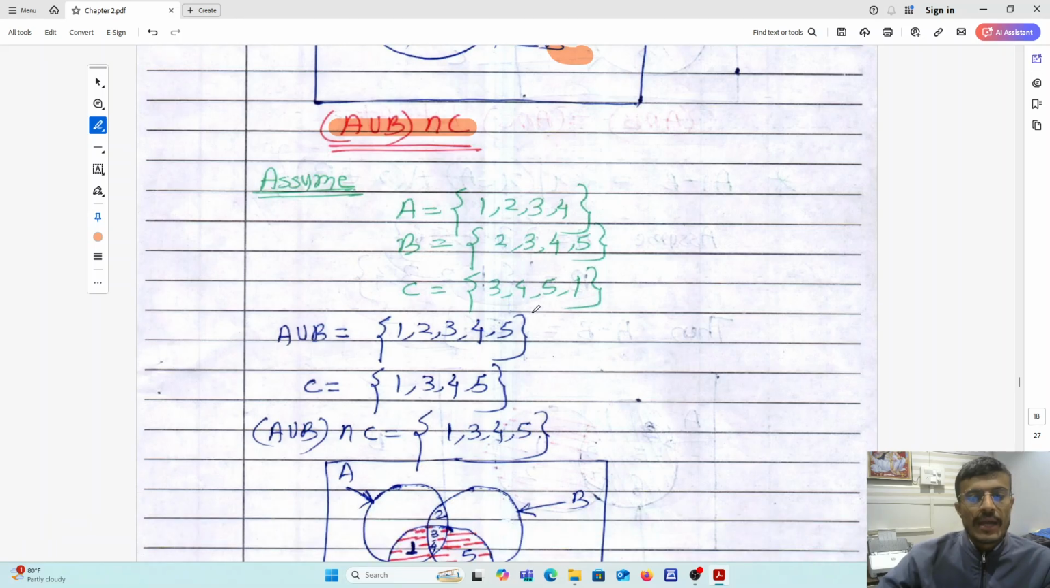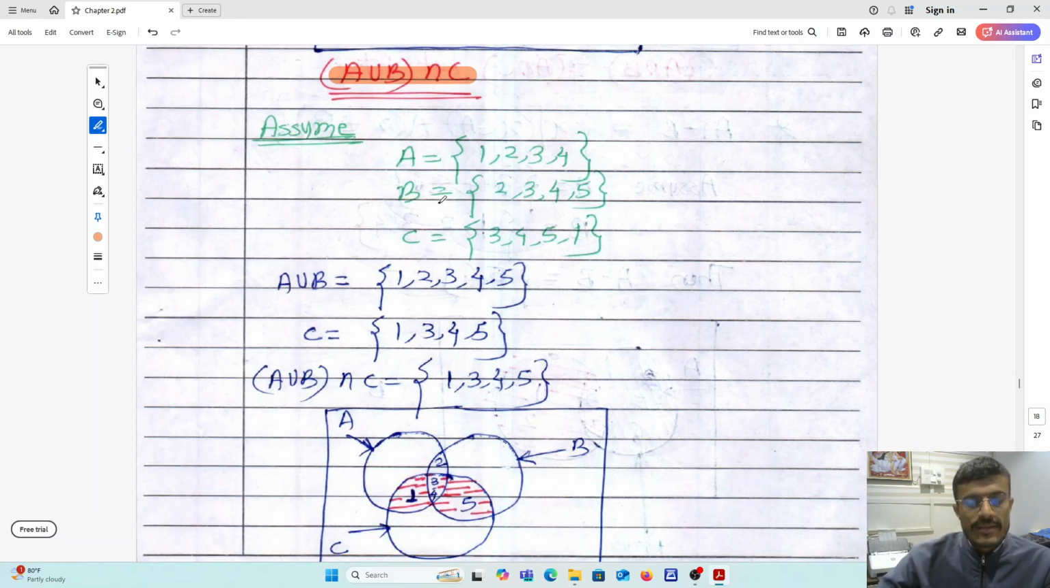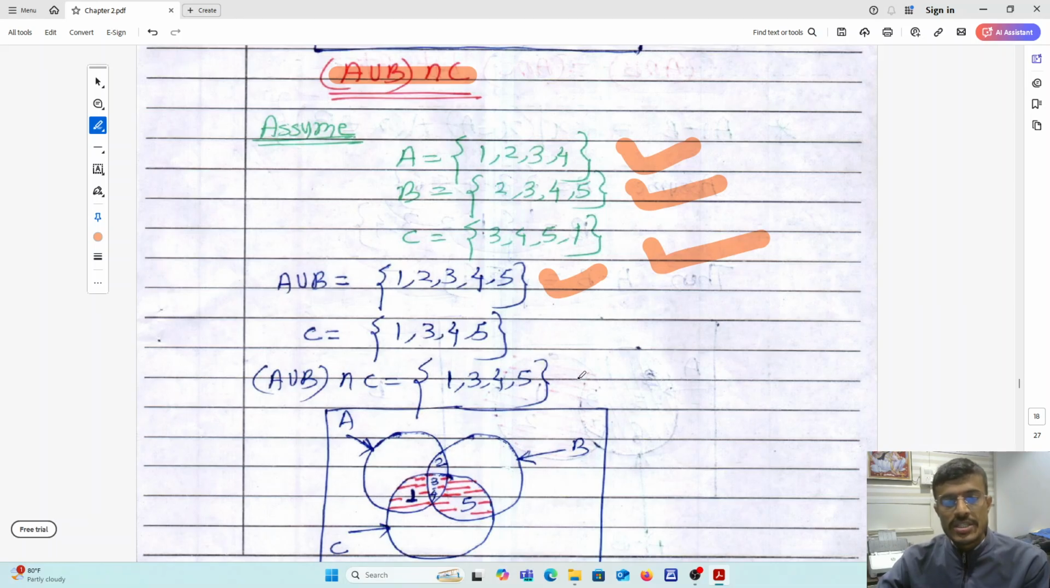Now I have taken here another set. What set have I taken? A is equal to {1, 2, 3, 4}, B is equal to {2, 3, 4, 5}, and C is equal to {3, 4, 5, 1}. So what is A union B? That is the result. C is equal to {1, 3, 4, 5}, and (A union B) intersection C is equal to {1, 3, 4, 5}.